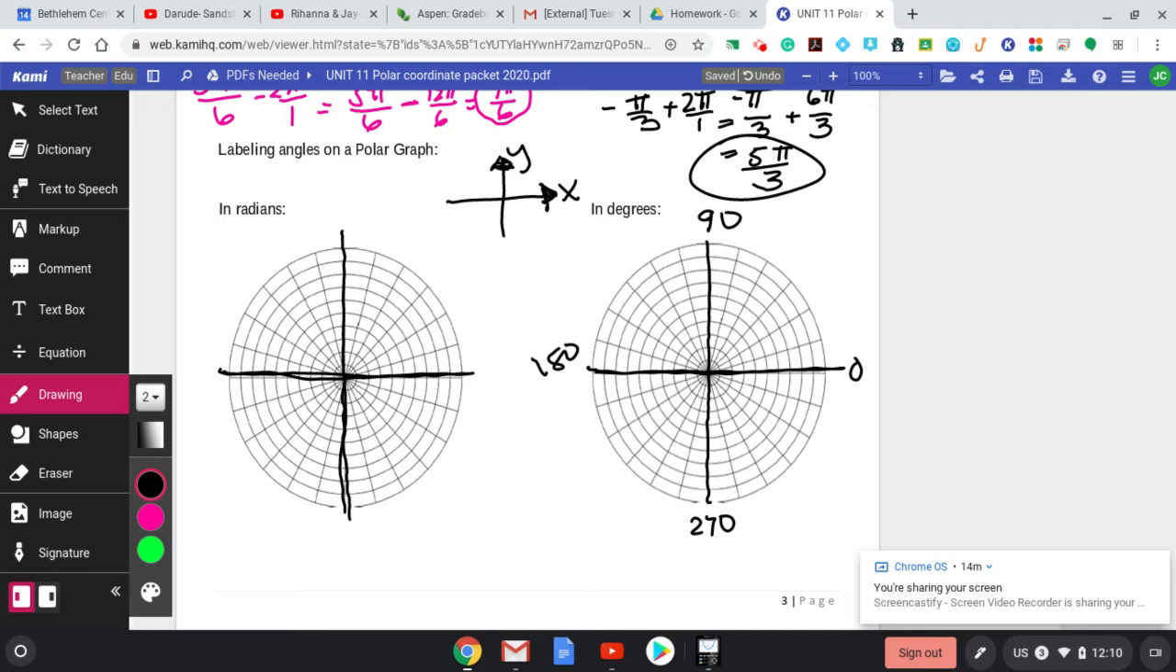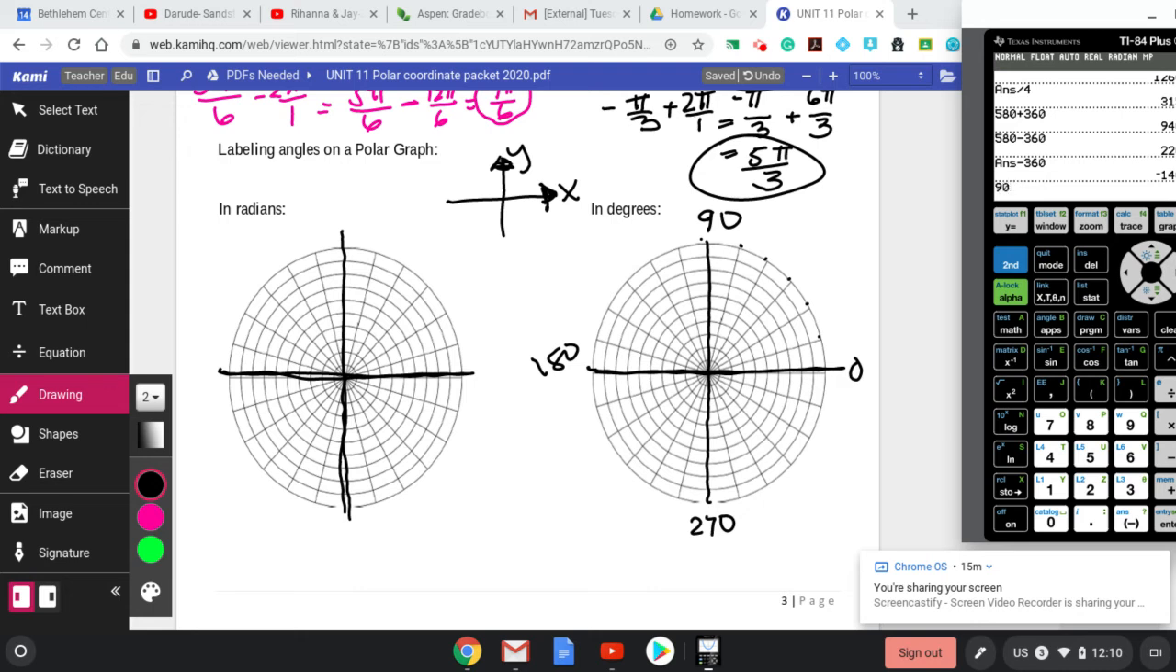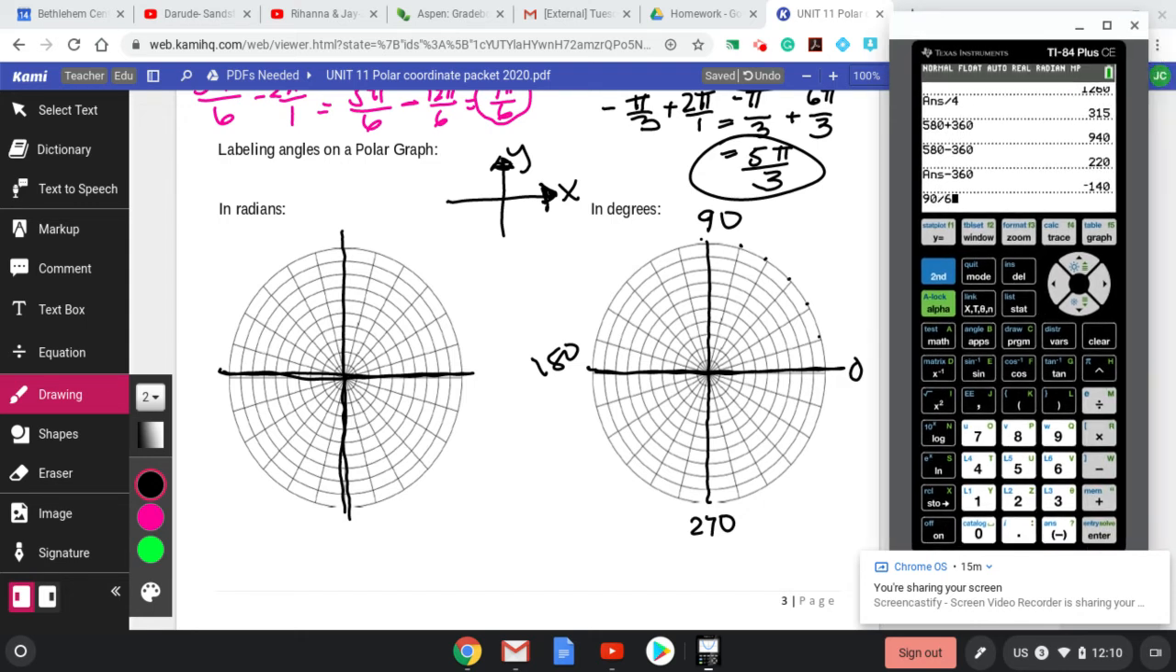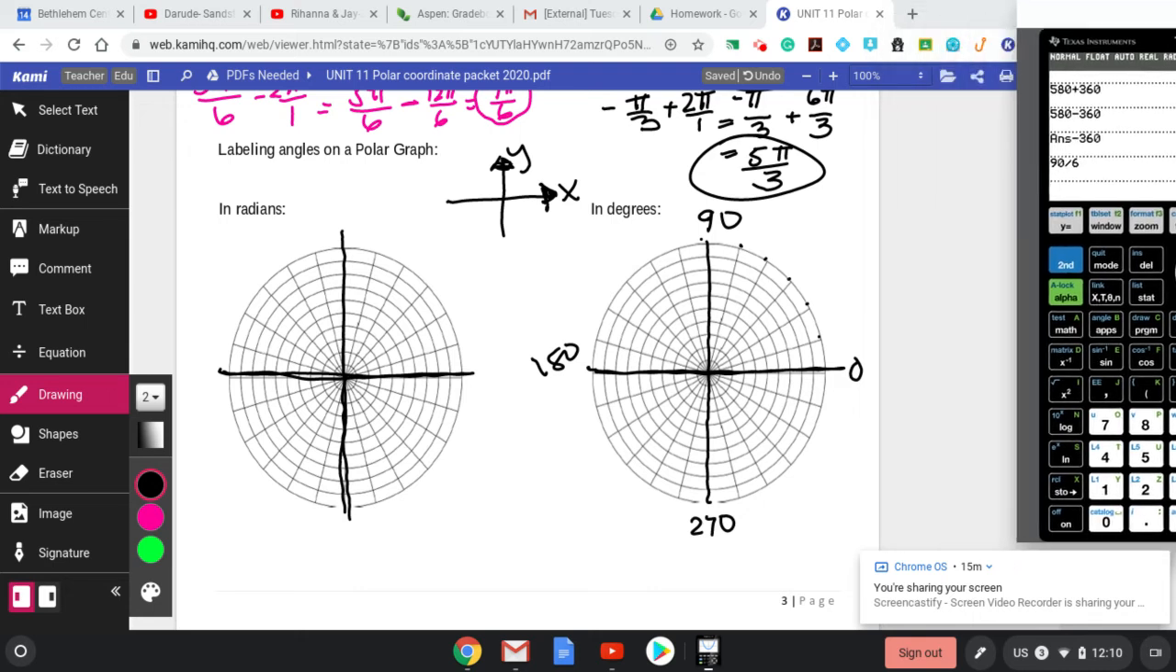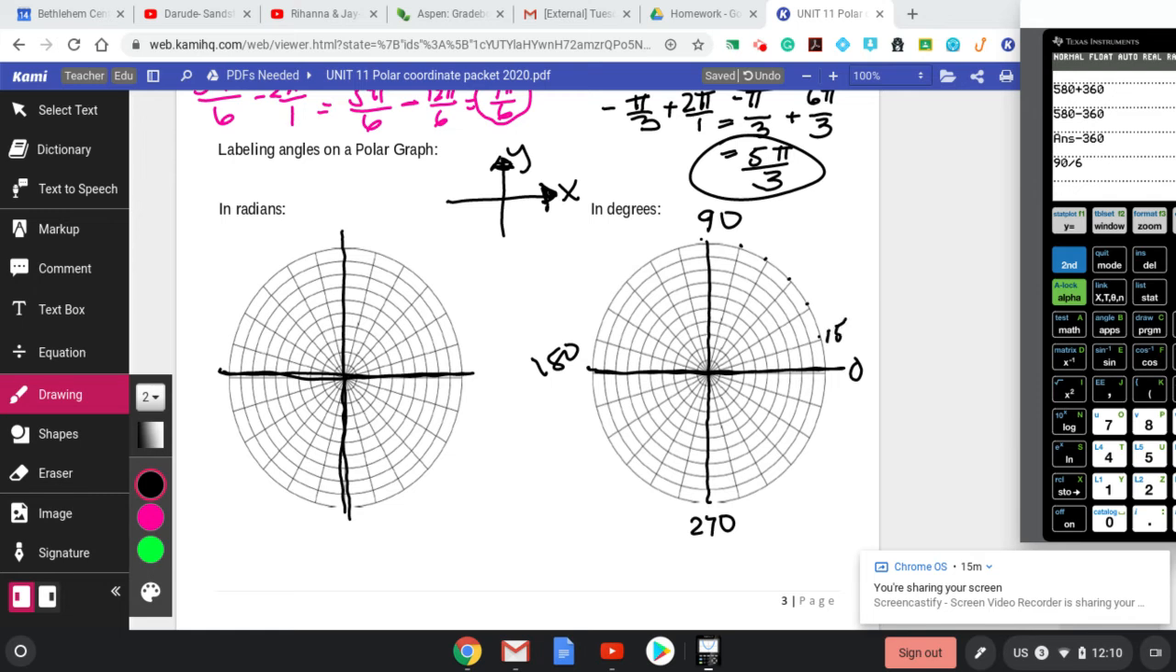All right, and if I had you count all these up, from 0 to 90, I have 1, 2, 3, 4, 5, 6 evenly spaced out. So that tells me I'm going to do 90 divided by 6. Every time I go is 15 degrees. Every time I label a little mark, it's 15 degrees. So 15, 30, 45, 60, 75, and now I'm at 90.